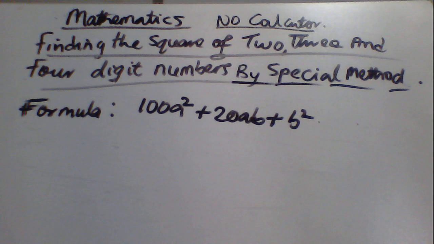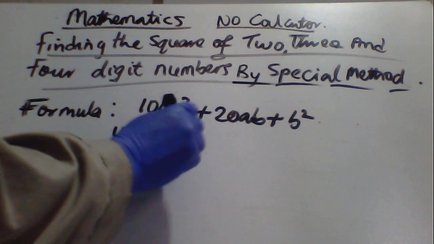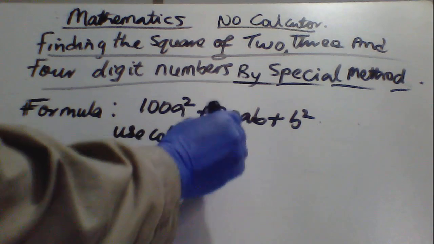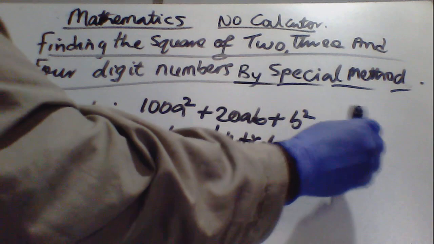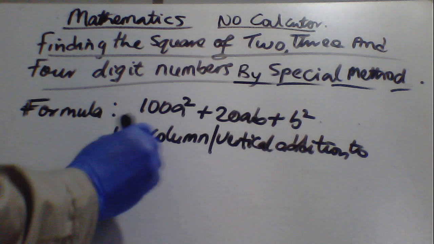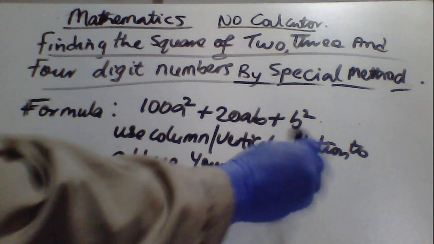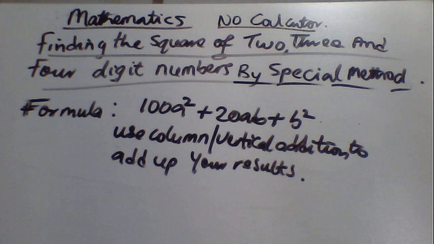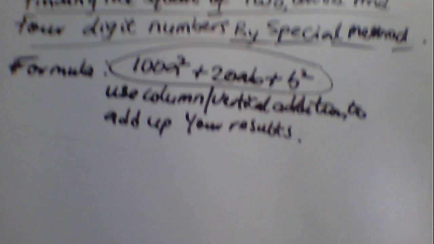In this case, when you apply this formula, you have to use column or vertical addition to add up your result. So this is the formula we are to use. We are given a 2-digit number or 3-digit number.